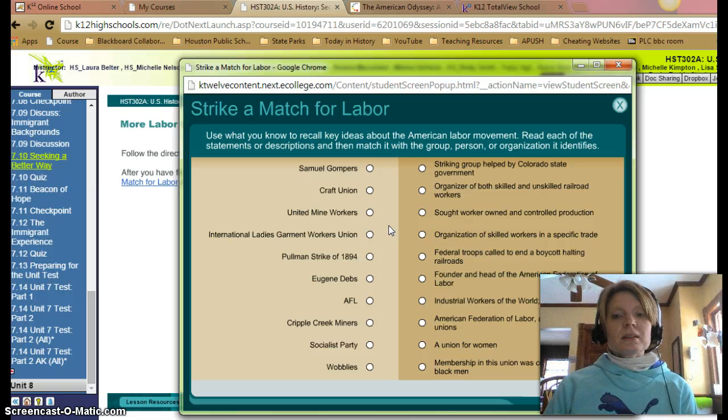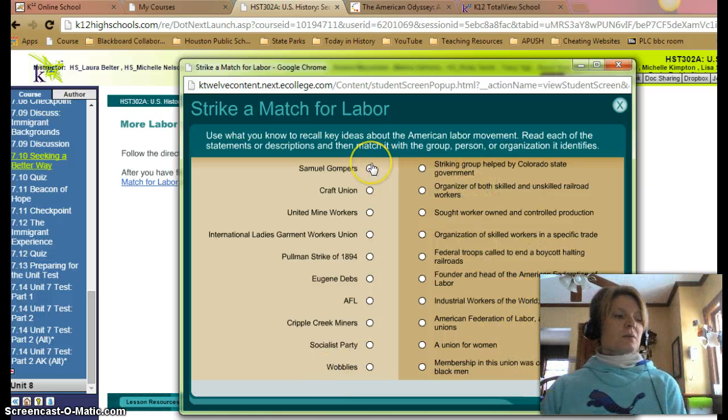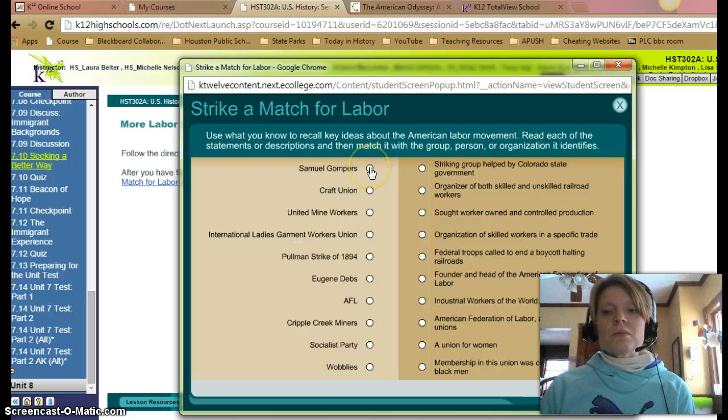All right, so we have a whole list of organizations and people on the left and their descriptions on the right. Let's start with Samuel Gompers. What do you remember? What does Samuel Gompers do? Founder and head of the American Federation of Labor, the AFL. Started as a cigar maker.